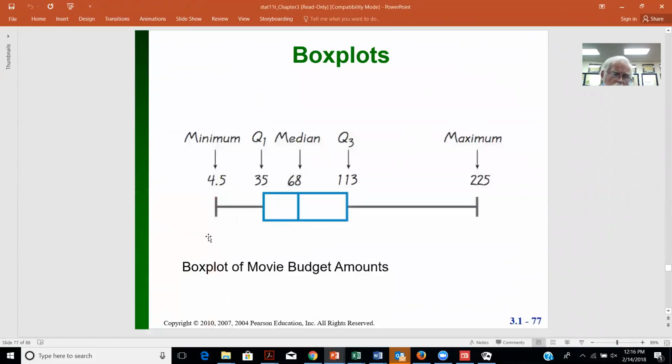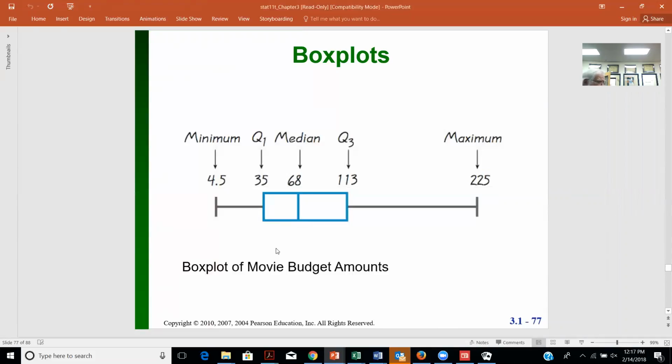So if we look at that, our box plot is very much skewed because it's based on the median. The median in a range of 4.5 to 225, and 225 is a lot of money to spend on a movie. So most movies are going to fall in a much lower range, well under 100. So we have our median at 68, our first quartile at 35, our third quartile at 113. So our 5-number summary is 4.5, 35, 68, 113, and 225. That lays out what the box plot looks like.